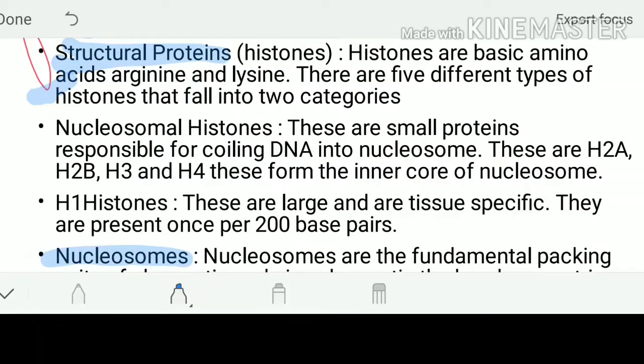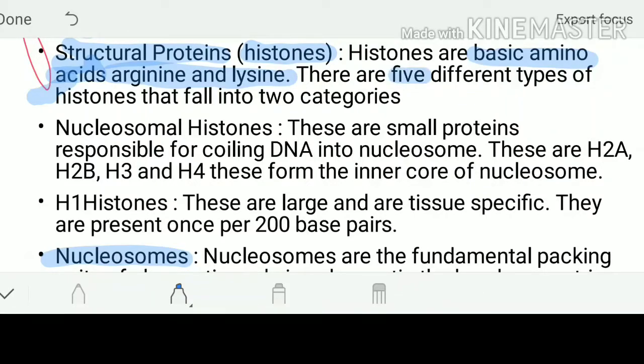First we'll deal with the structural proteins. As I told you in the earlier lecture, eukaryotic DNA is bound by histones. Now we'll study what histones are. These are basically basic amino acids, especially arginine and lysine. There are three types of basic amino acids: lysine, arginine and histidine. Histidine is absent in histones. As the word sounds like histone, we think histidine is present in the histone, but it's not the case. It's lysine and arginine which are present in the histones.